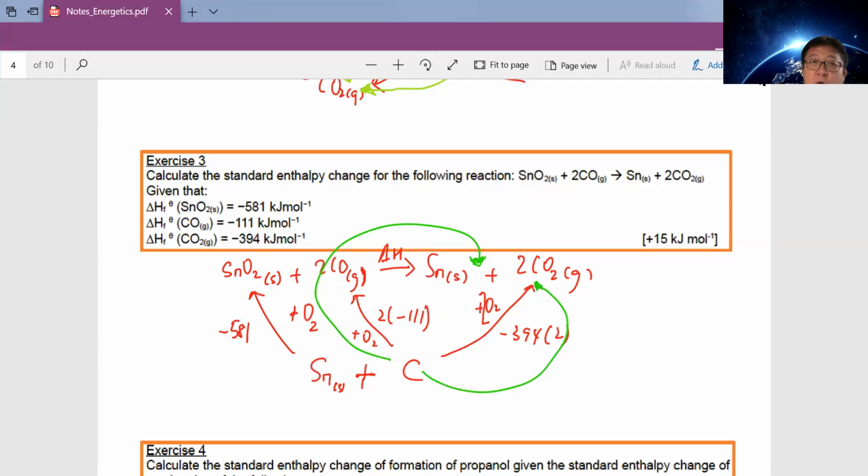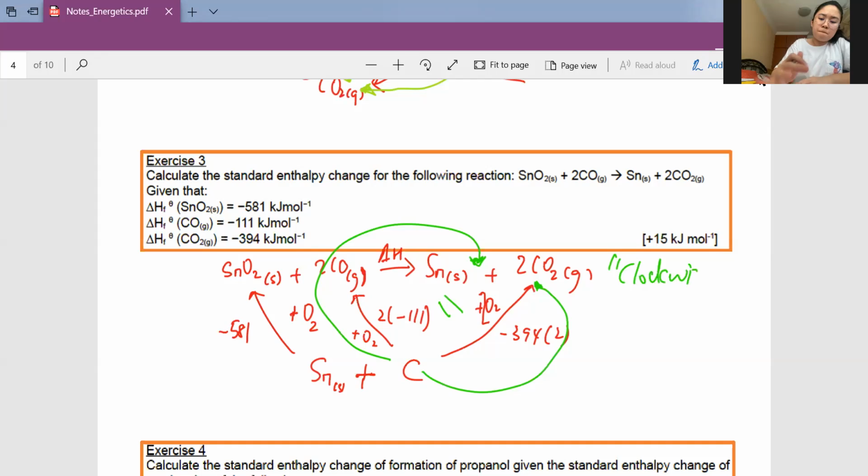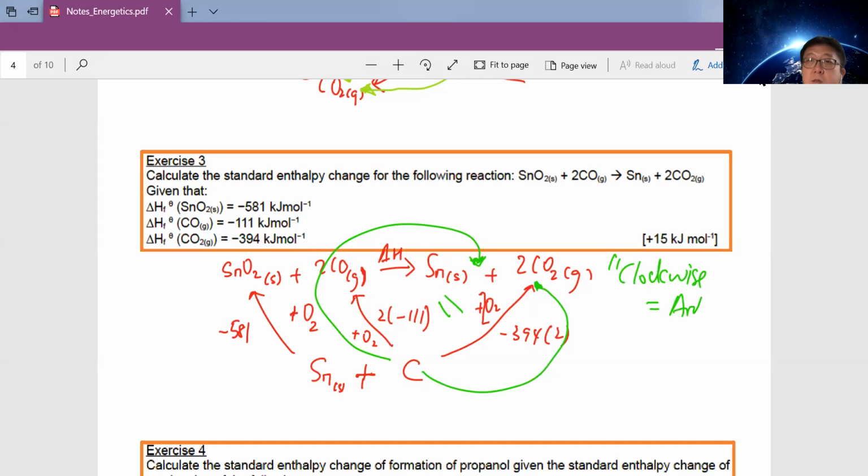You see all the red arrows go up and then go across. Then from here is one direction to this one. So I draw it this way to remind myself. Clockwise, anti-clockwise. Clockwise equals anti-clockwise. This is what I'm trying to do.